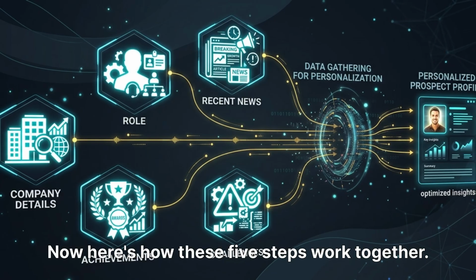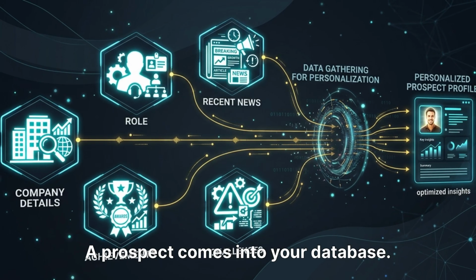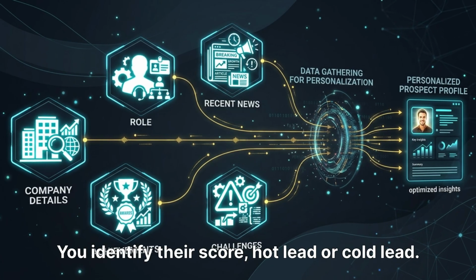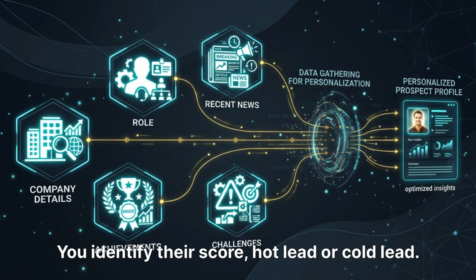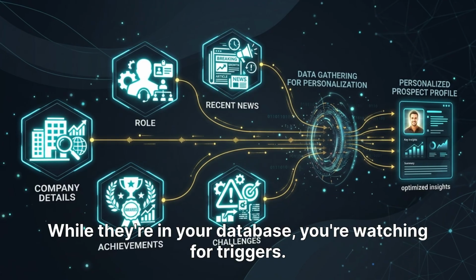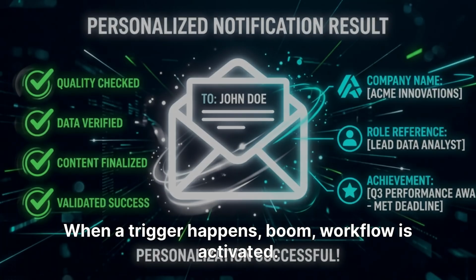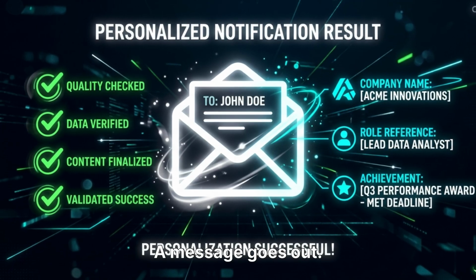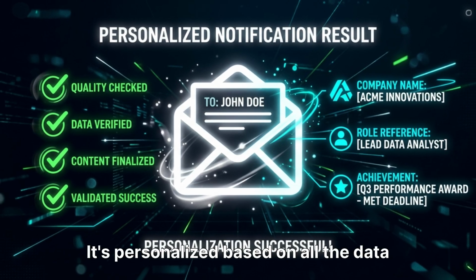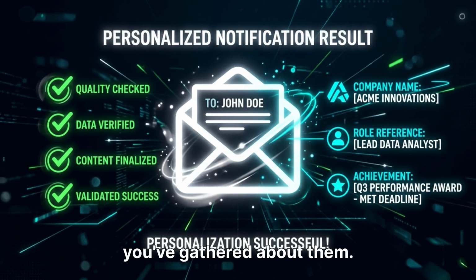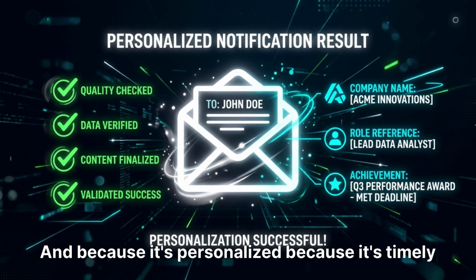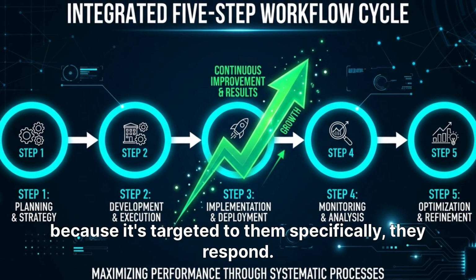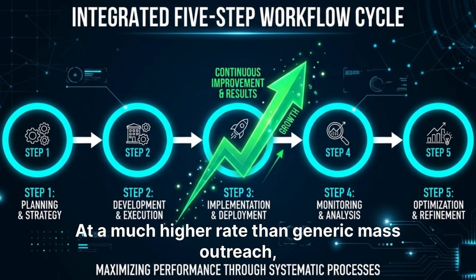Now here's how these 5 steps work together. A prospect comes into your database. You score them based on your criteria. You identify their score, hot lead or cold lead. While they're in your database, you're watching for triggers. When a trigger happens, boom, workflow is activated. A message goes out. But it's not generic. It's personalized based on all the data you've gathered about them. And because it's personalized, because it's timely, because it's targeted to them specifically, they respond. At a much higher rate than generic mass outreach.